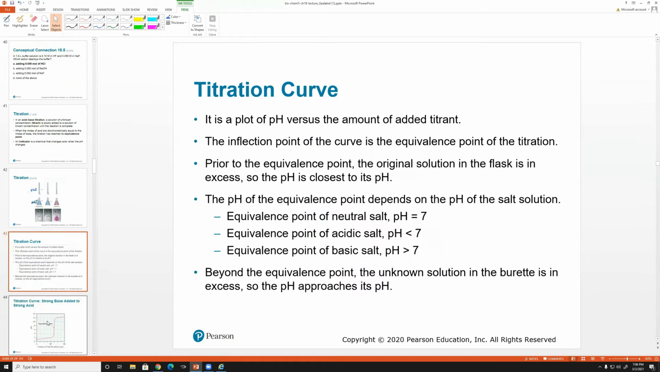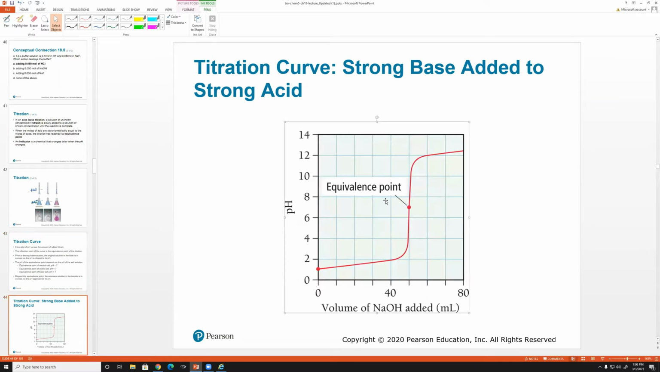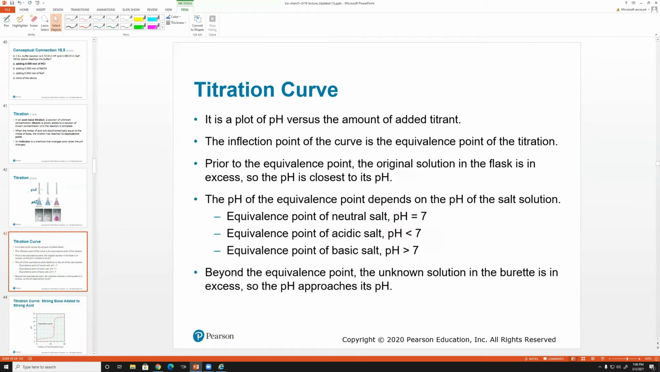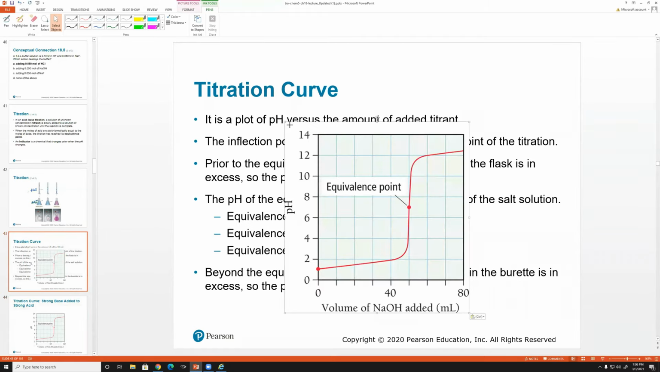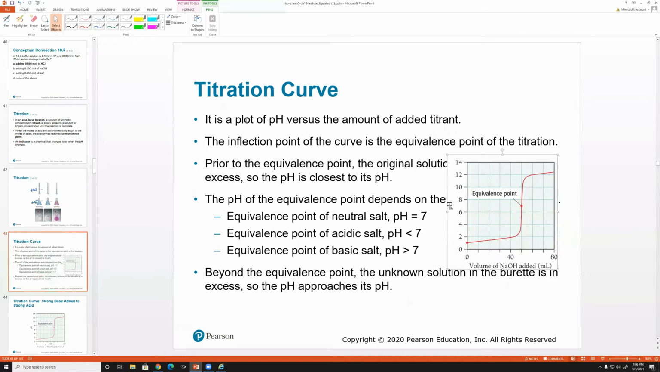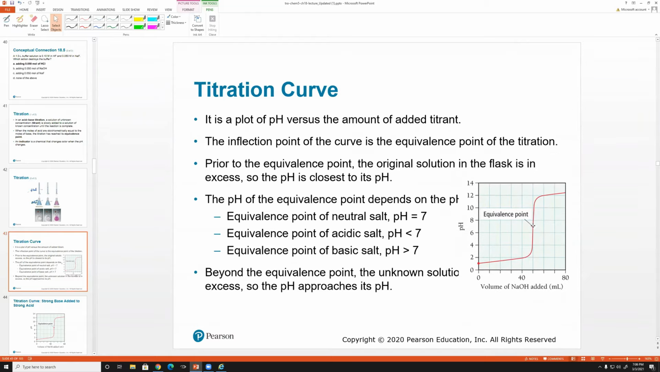Now let's do it on paper. So in a titration curve, which is going to be this, there's a lot going on. So I'll copy the titration curve and put it here. A titration curve is the pH on the y-axis versus the amount of the titrant, meaning the amount of what's added. The inflection point is going to be where the equivalence point is. And what that means is where the acid is completely neutralized.